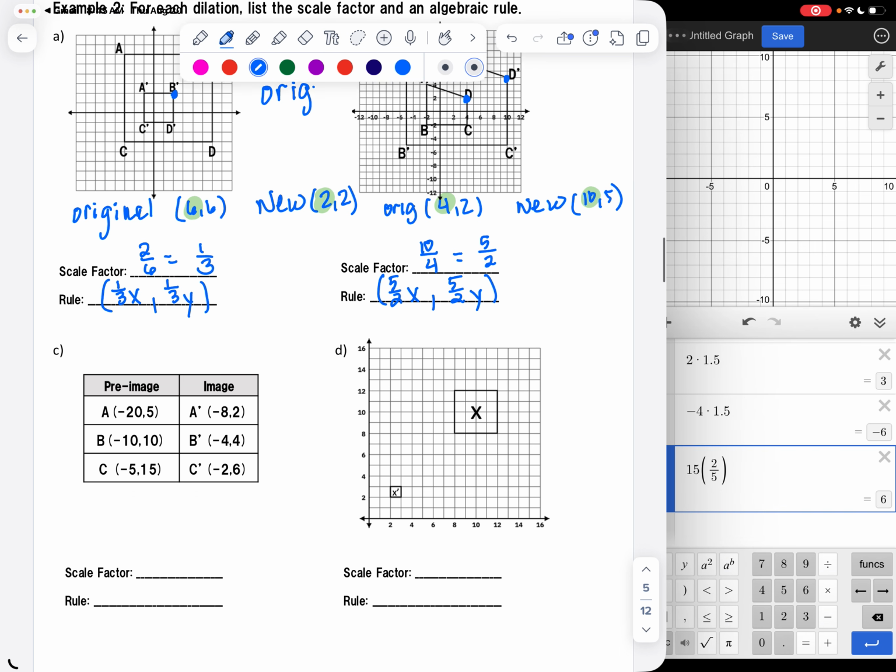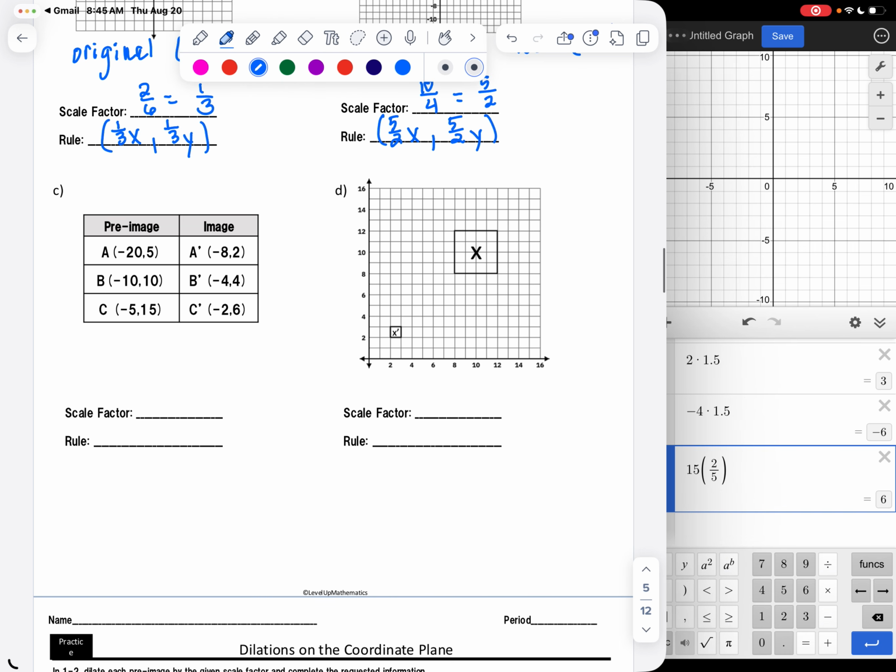All right. Now in problem C, they didn't give us the graph of the image. They just gave us a table of values. It's okay. It's actually easier. You do it the same way. Here's your original. Here's your new. So I'm going to, again, just compare the x's. It doesn't matter if you use x or y. I'm going to take negative 8 divided by negative 20. Let me write that down.